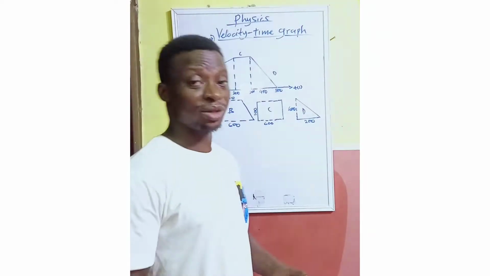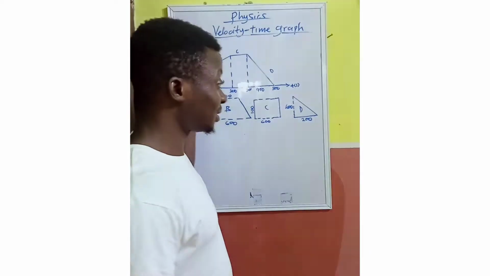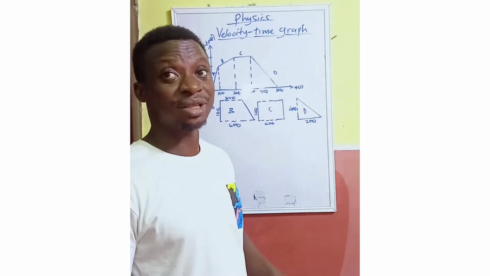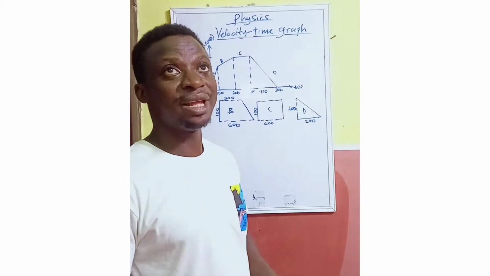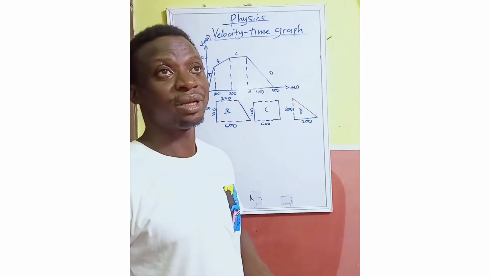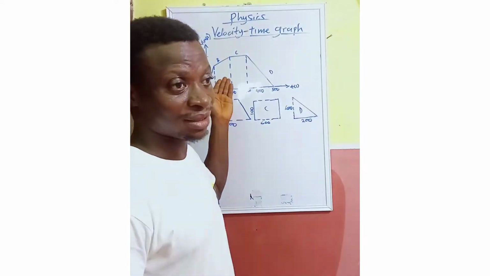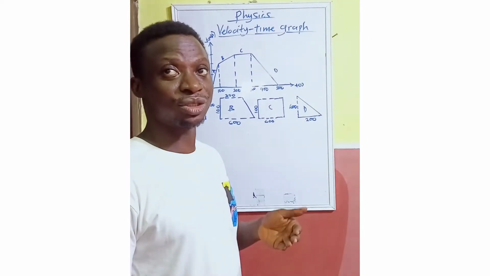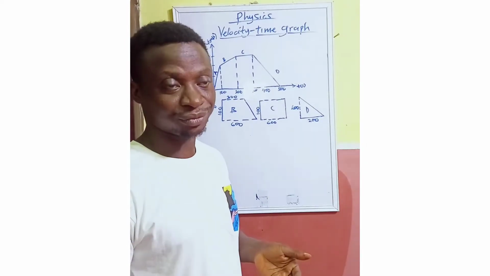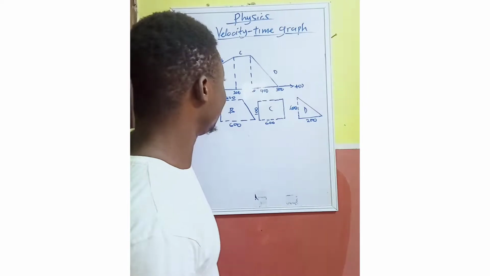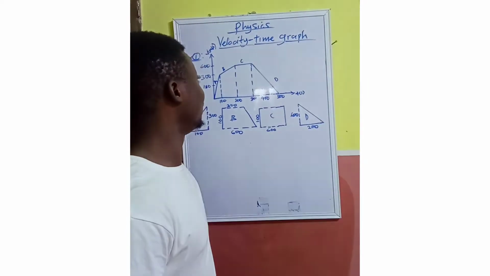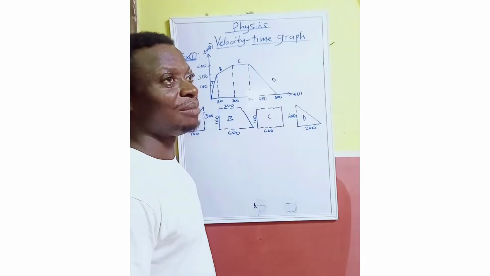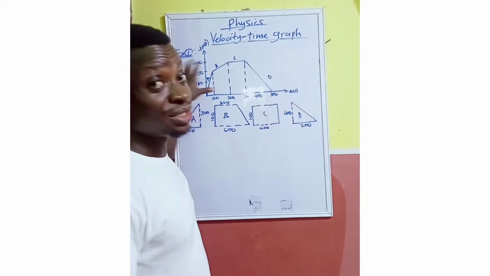In today's class, we are going to look at velocity time graph calculation. Remember, in our previous class, we laid our hands on a question under velocity time graph, but we are looking at another question today, which is more complex than the previous one. Now, this is the velocity time graph diagram given in the question.